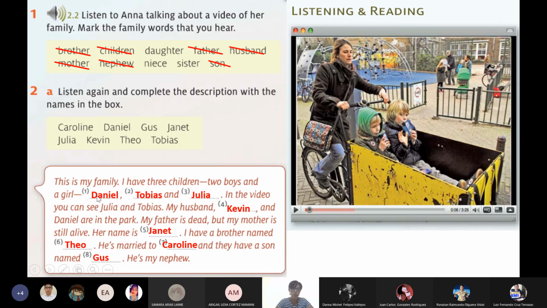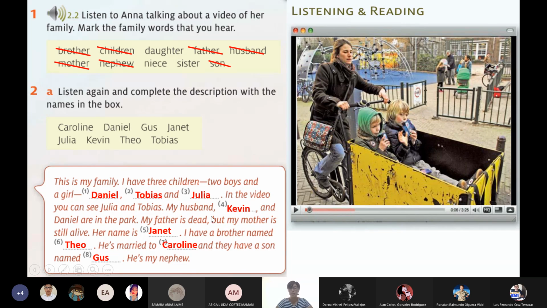And do you have any question about any new word? ¿Alguna pregunta sobre una palabra que no conocen? Or probably you want to know the pronunciation. This is my family. I have 3 children, 2 boys and a girl. So you can see in the video, right? In the video, you can see Julia and Tobias. So here you have Julia and Tobias. My husband, Kevin, and Daniel are in the park. So here you have the park. Probably he's Kevin, right? We cannot see Daniel, but probably Daniel is over there.